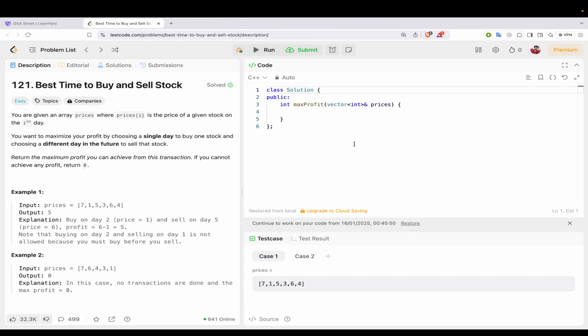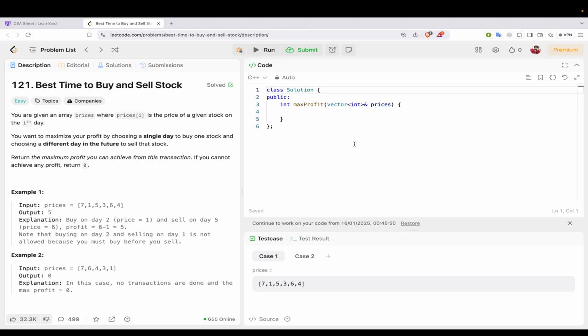So let's try to read this problem. This problem states that you are given an array prices where prices[i] is the price of a given stock on the ith day. You want to maximize your profit by choosing a single day to buy one stock and choosing a different day in the future to sell that stock. So if you buy that stock on the ith day, you can only sell that stock on i plus one or any day which is after i. Return the maximum profit you can achieve from these transactions. If you cannot achieve any profit, return zero.